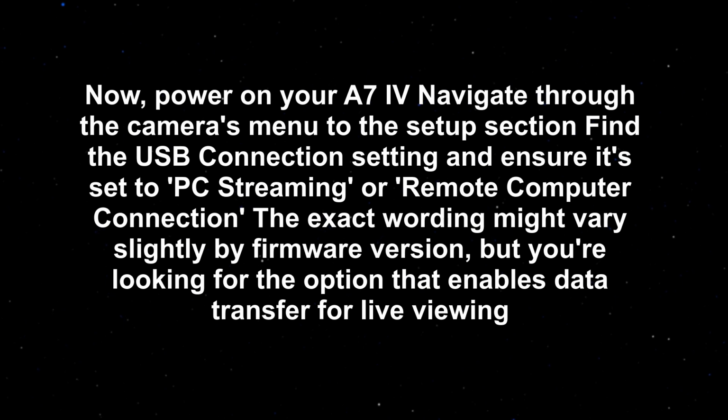Navigate through the camera's menu to the setup section. Find the USB connection setting and ensure it's set to PC streaming or remote computer connection. The exact wording might vary slightly by firmware version, but you're looking for the option that enables data transfer for live viewing. Open the Sony Camera Control software on your Mac. You should see your A7 recognized and connected.